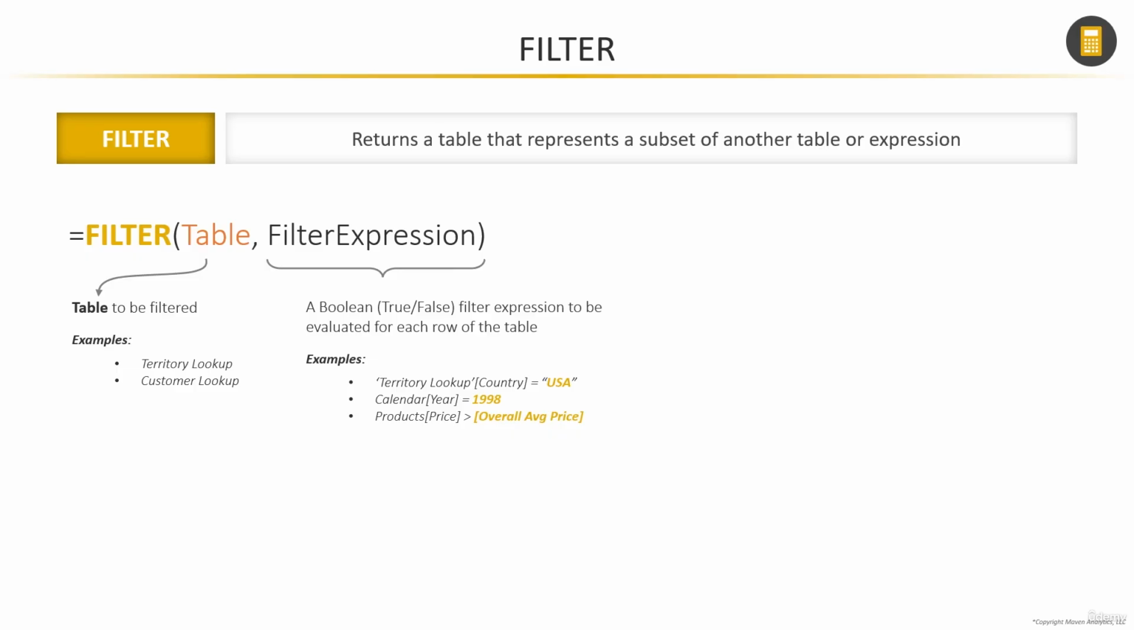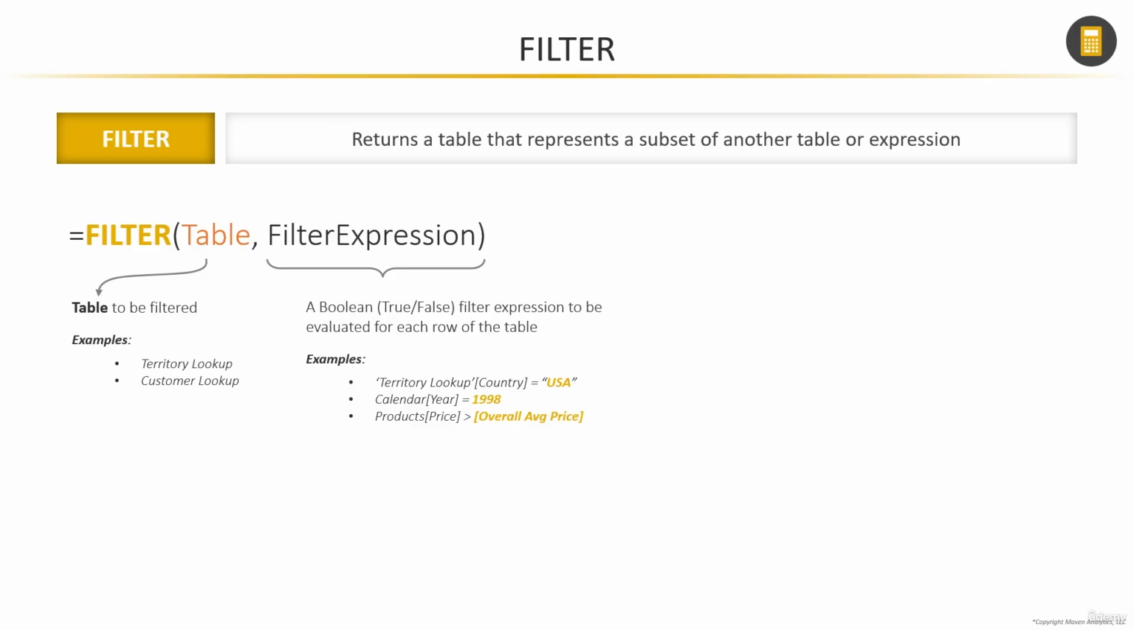The second argument of the filter expression is a Boolean true-false filter expression that is going to be evaluated for every single row of the reference table. Now, a couple of very important things to call out here. Number one, filter can accommodate more complex filter expressions than the standard calculate filter parameters can. One great example is that you can actually integrate measures into your filter expressions within the filter function, like the last example that we have here, where we're saying product price is greater than the overall average price.